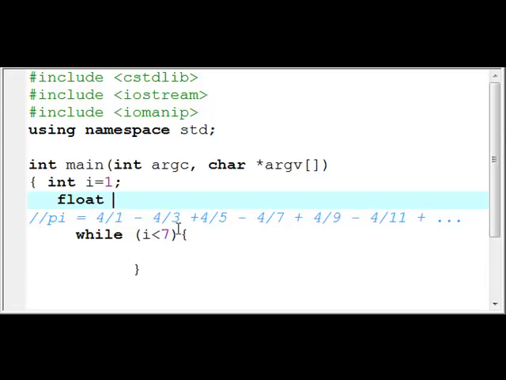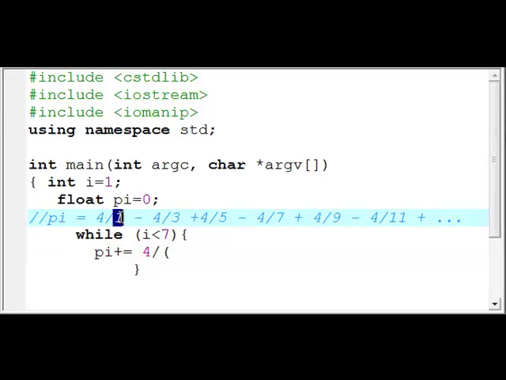have float pi. Now pi every time is plus equals. It should be initialized to 0, so the first time it would have a 0 value. Pi plus equals 4 divided by, to get the odd numbers, first time it's 1, then 3. This should start from 0. Okay, so it has to go up to 6. So I can easily have 2 times I plus 1.